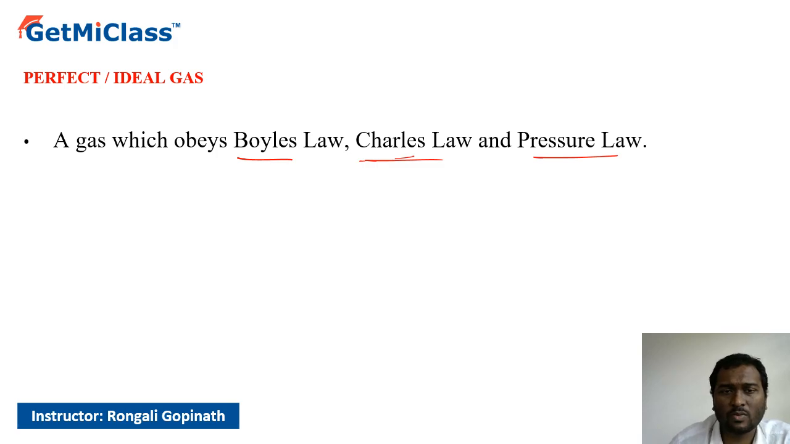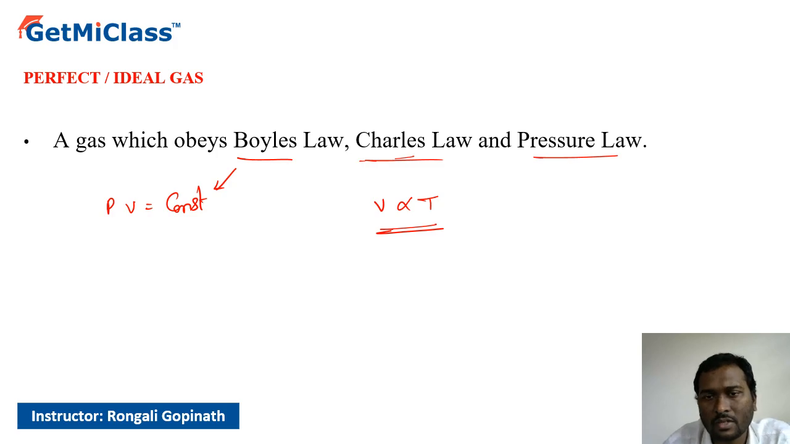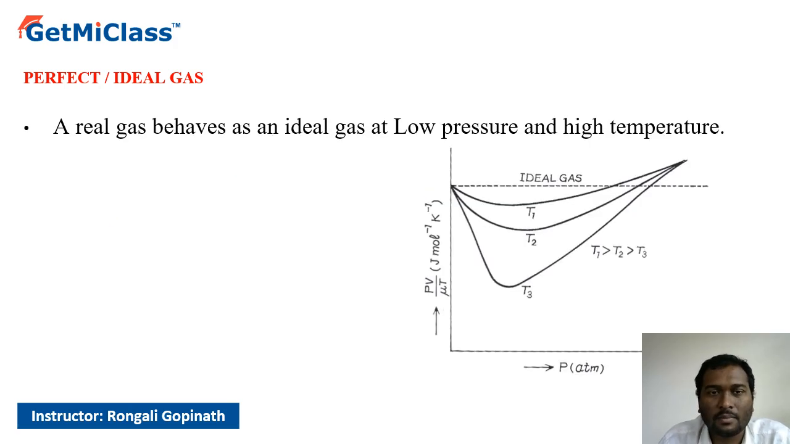So first let's see what is Boyle's law. Boyle's law is PV equals constant at constant temperature, and Charles law states when pressure is constant, volume is directly proportional to temperature. And what is pressure law? Under constant volume, pressure is directly proportional to temperature. Any gas which always follows these three laws can be called an ideal gas. But we are going to learn some more in-depth criteria about an ideal gas in some time.